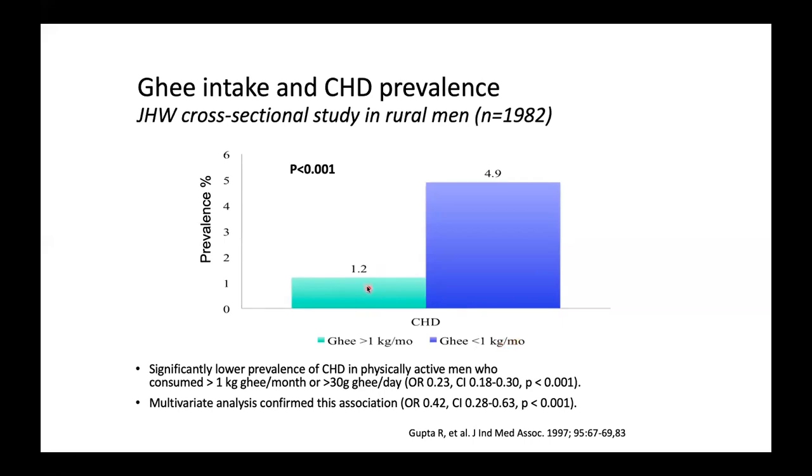They found that the men who were consuming ghee had less prevalence of cardiovascular disease compared to the men who were consuming less than 1 kg per month, and this odds ratio was almost five times. In the multivariate regression analysis, it was found that ghee consumption was protective in this group of individuals who were consuming more than 1 kg ghee per month.